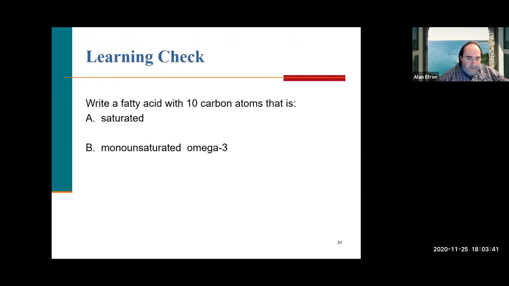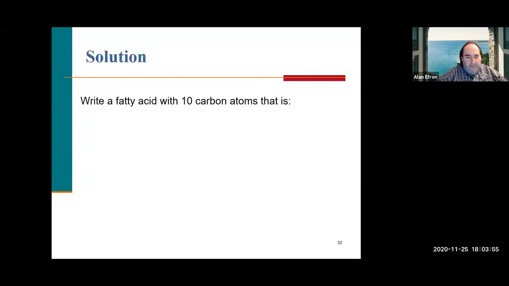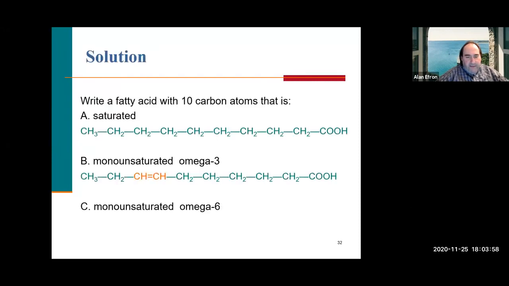Write out a saturated fatty acid with 10 carbons, a monounsaturated omega-3, and a monounsaturated omega-6. So we'll just look at those pictures here. I think we have them. Saturated basically means that we have all single bonds, and obviously 10 carbons would be counting starting. There's 1, 2, 3, 4, 5, 6, 7, 8, 9, and 10.